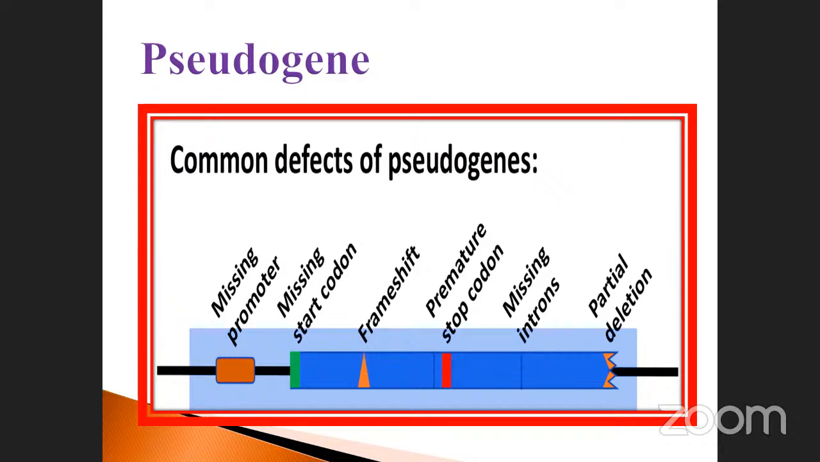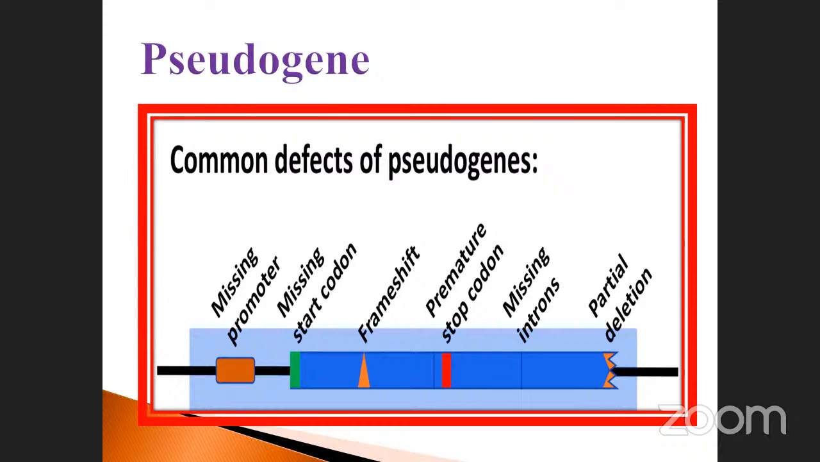Okay, promoter and the operator. And inhibitor, likewise, each and every one. Some of the gene is also present in it, but there are no functions. Here, the missing promoter, missing start codon, frame shift, premature stop codon, missing introns, partial deletion. These are all common defects. These are the difficulties that may occur.